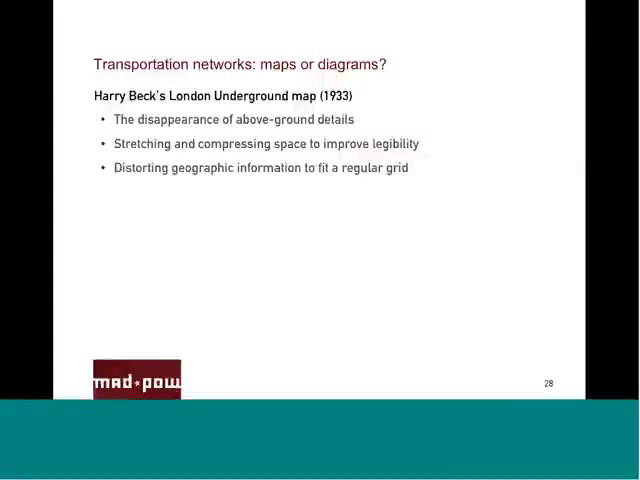So some of the things that you'll see in the evolution of examples that I'll show here are the disappearance in these types of transportation network diagrams of above-ground details, kind of abstraction or removing of literal details. The stretching and compressing of the space to improve the legibility of the diagram itself, and distorting, in this case, the geographical information, not just to widen the streets, but to have it fit to a regular grid.